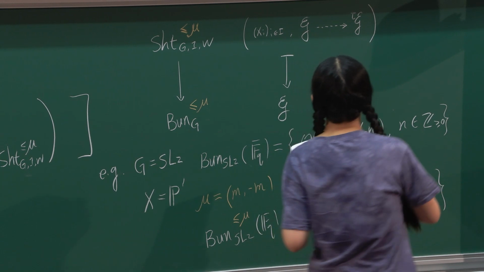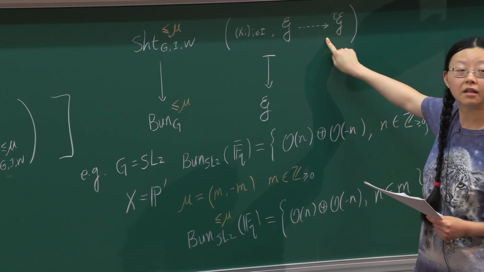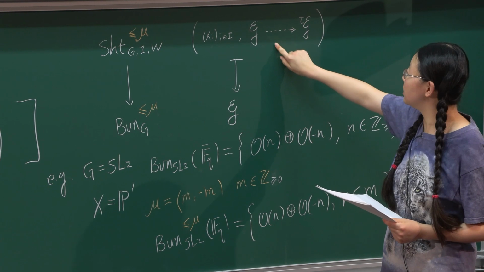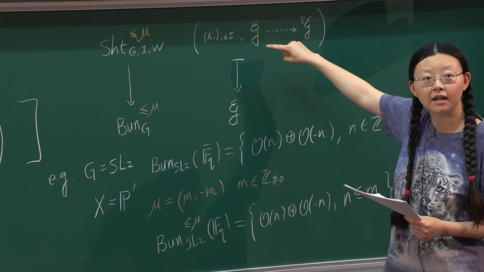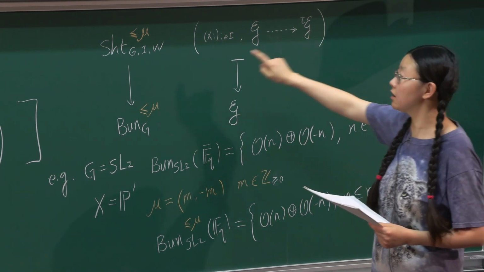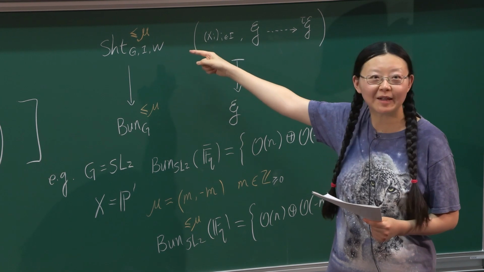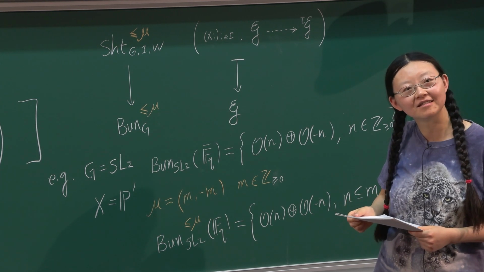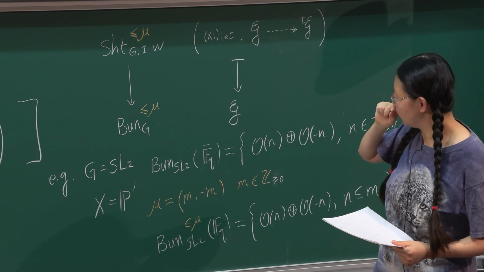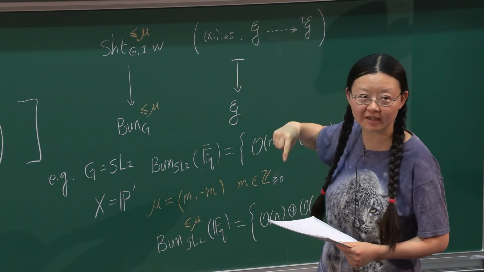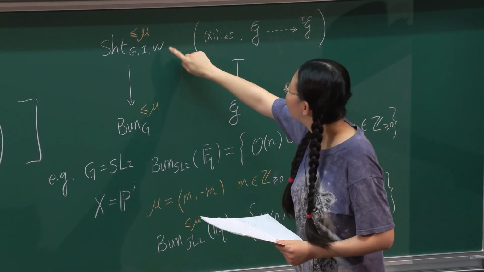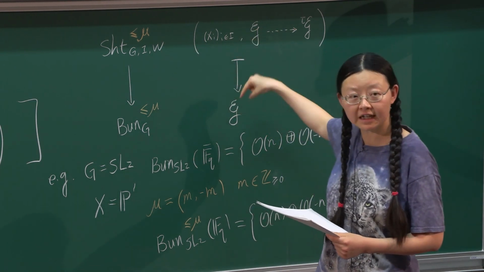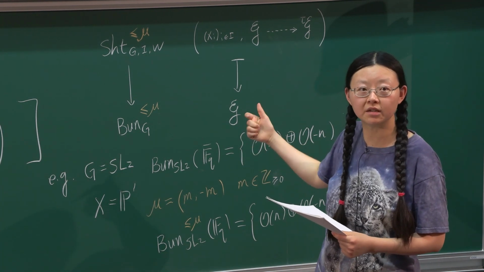So W is used to bound the modification, the modification between a G-torsor and the Frobenius image of the G-torsor. They are isomorphic outside the legs, and around the legs, the modification is bounded by W. And W is denoted by lambda in Zhiyu's talk. Perhaps my notation is different from other notation. Here W bounds the modification, and mu bounds the Harder-Narasimhan filtration. In Zhiyu's talk, there are also two bounds.